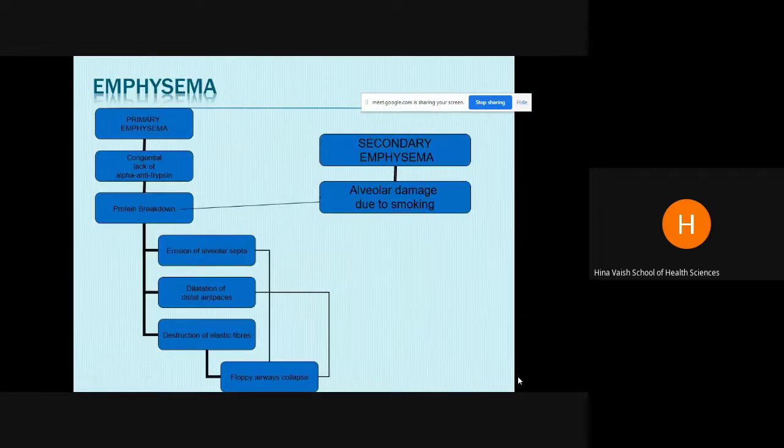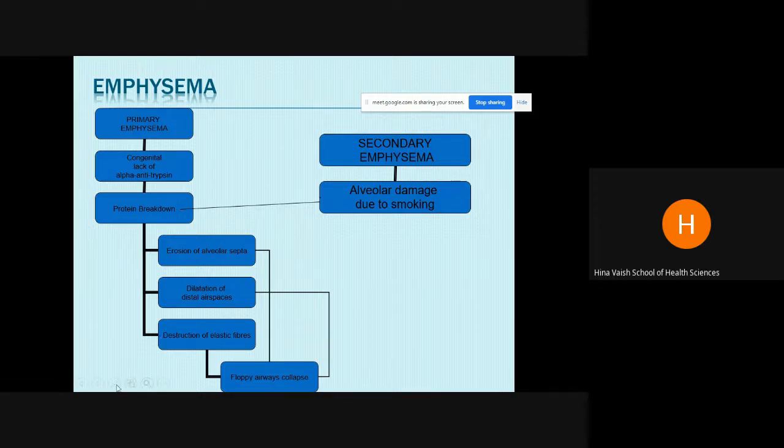Now, if you see emphysema, what is happening in emphysema? When primary emphysema starts happening, that mainly happens because of lack of alpha-1 antitrypsin. So this will lead to protein breakdown. Because of the protein breakdown, there will be erosion of the alveolar septa, dilatation of the distal air spaces, and whatever elastic fibers are there, they will all get destroyed, and this will lead to floppy airway collapse.